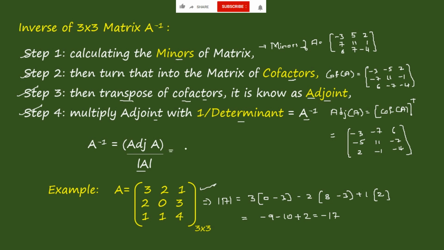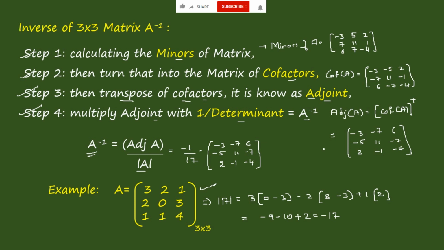So A inverse is equal to minus 1 by 17 into the matrix adjoint of A, which is minus 3, minus 7, 6, minus 5, 11, 7, minus 1, minus 4. This is nothing but A inverse of a matrix. These are the steps required to find the inverse of a matrix. This is a lengthy method, right?